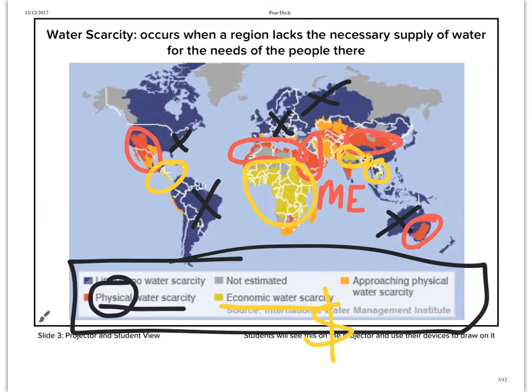This orange category, which I'm going to use blue because I don't have an orange pen. What that is talking about is areas that are approaching physical water scarcity, meaning the land, something is going on in that land, in that region. That means that that land is slowly or quickly losing its water resources. So we see that still in Asia and the Middle East, the United States, on the west coast of South America, Africa, and then a little bit in Europe. These are areas where the land is drying up, so they're losing their natural resources.